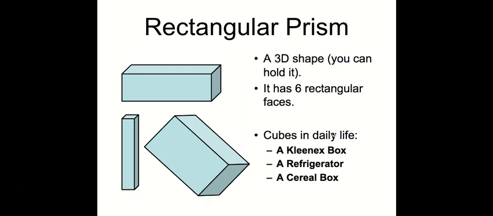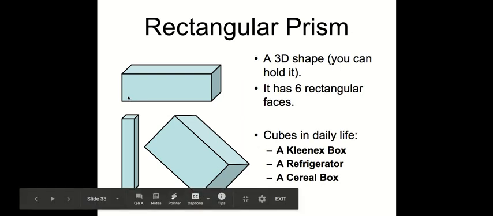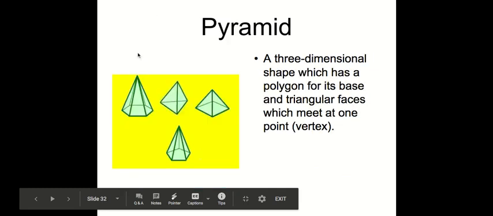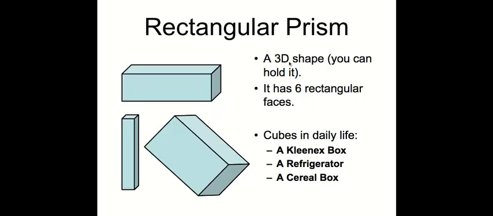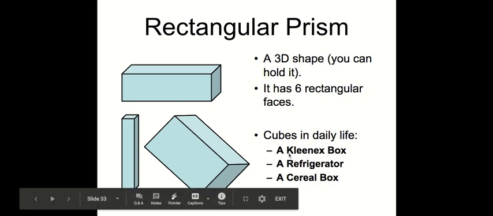And prisms are the same way. This is a rectangular prism because what's the bottom of this? What's the bottom of this shape like? It's a rectangle. But how come it's not a pyramid? Because pyramids come up to a point. They all come up to a point. Whereas though a prism, it looks like a box, like a tissue box, a refrigerator, a cereal box. Those are all rectangular prisms.